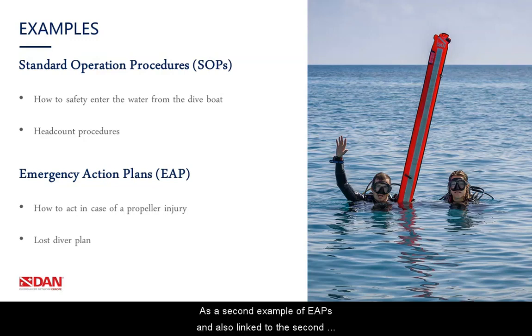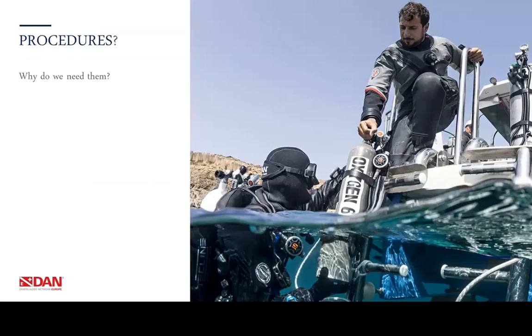As a second example of EAPs, and also linked to the second example of the SOPs I spoke about a minute ago, a lost diver plan. One of your divers or buddy teams did not show up at the agreed time or within the expected time limit. What are the actions you need to take to increase chances of finding the missing diver or divers again? Now that we made a clear difference between SOPs and EAPs, let's see why we need procedures.